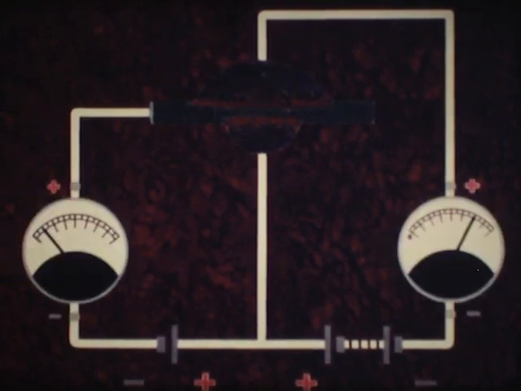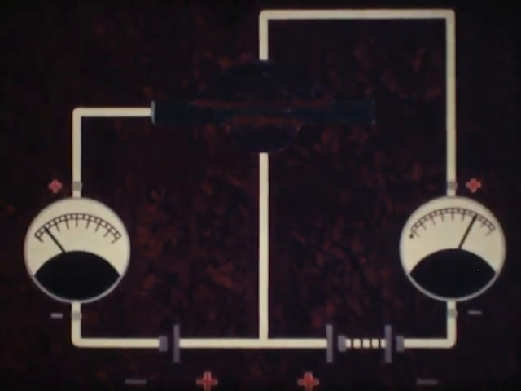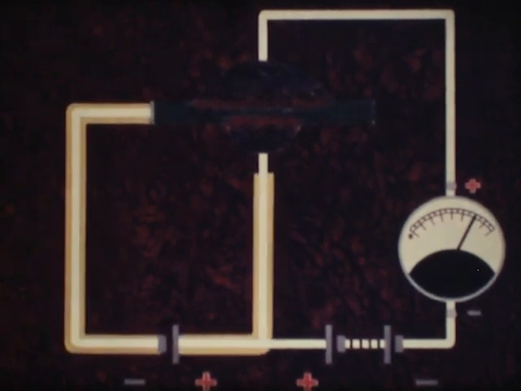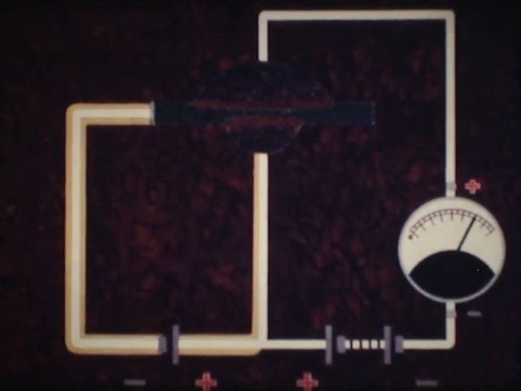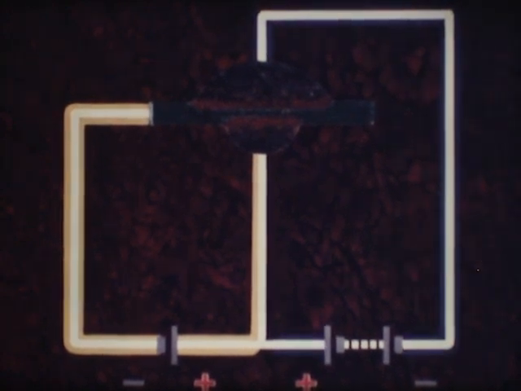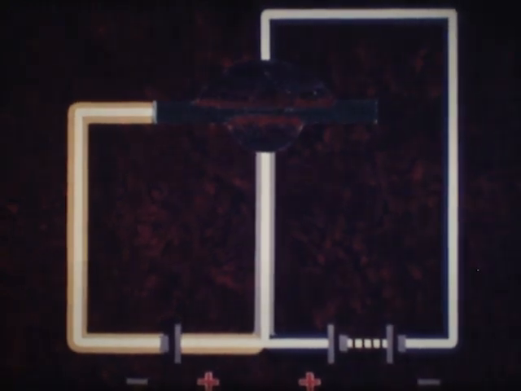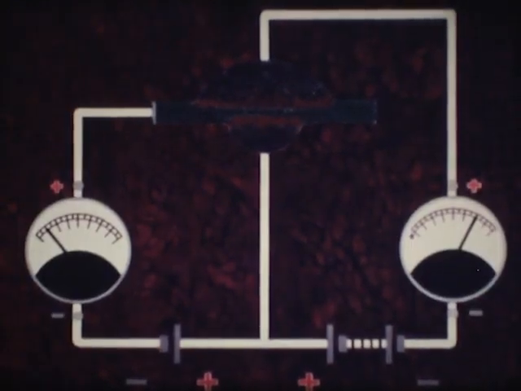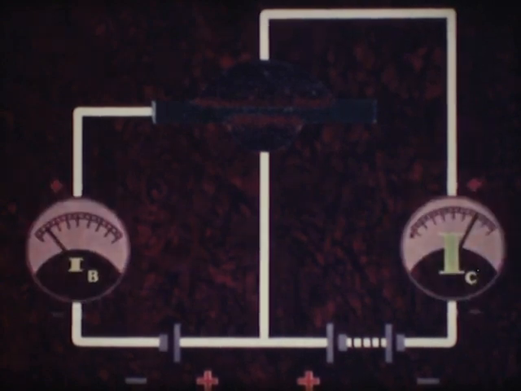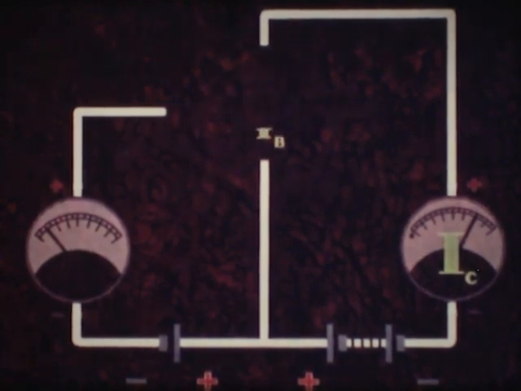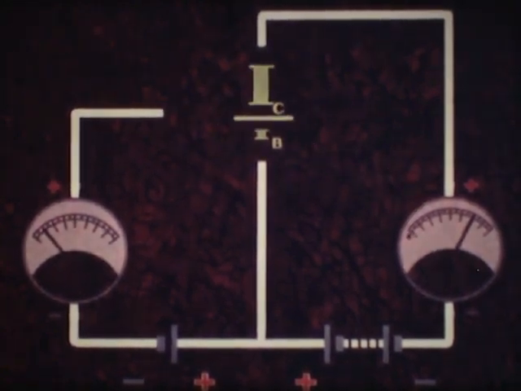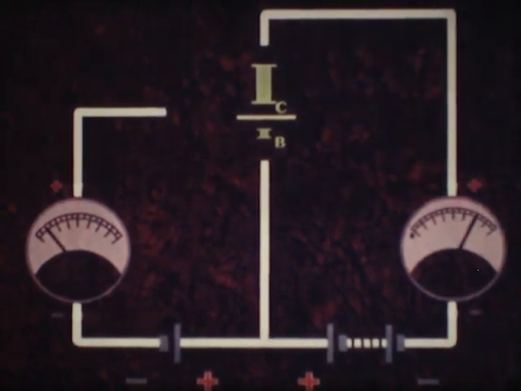In this new configuration, the input circuit contains the emitter-base junction, and the output circuit, both emitter-base and collector-base junctions. Thus, the emitter is common to both the input and output circuits, hence the name common emitter configuration. As the base and collector currents are, respectively, the input and output currents, it is their ratio which is referred to as the current gain in common emitter configuration.